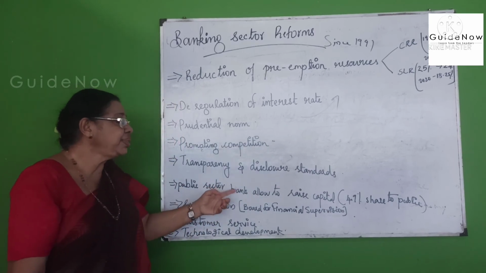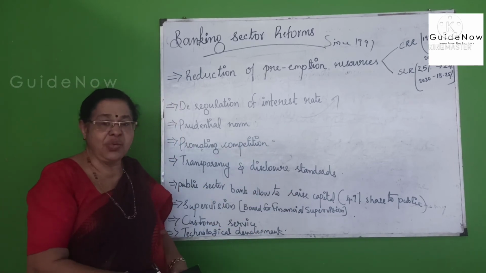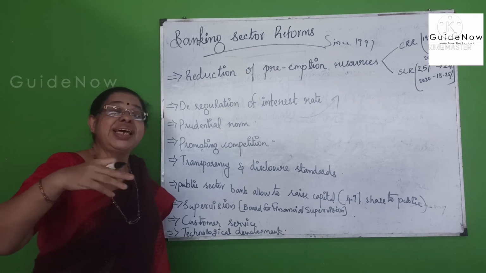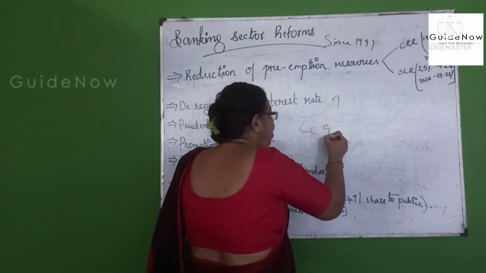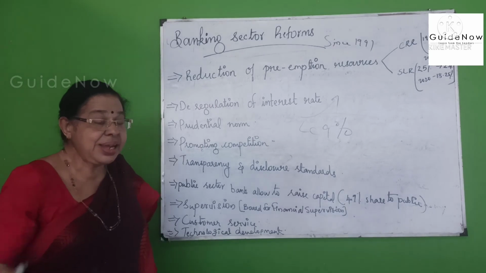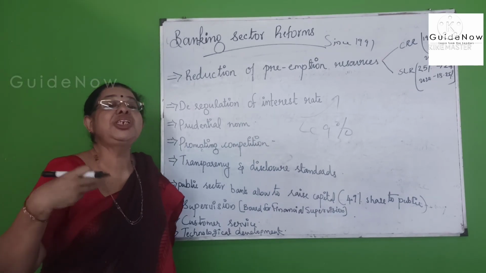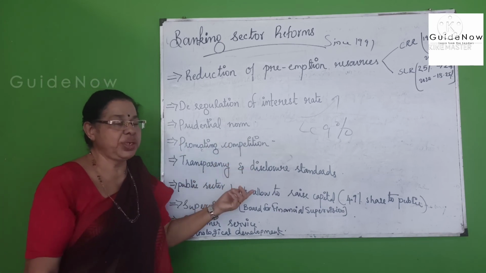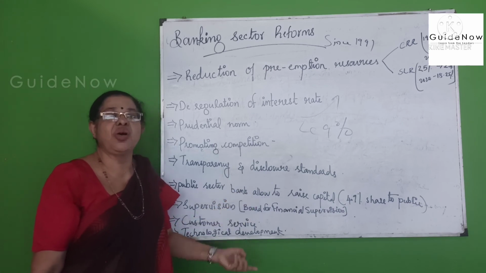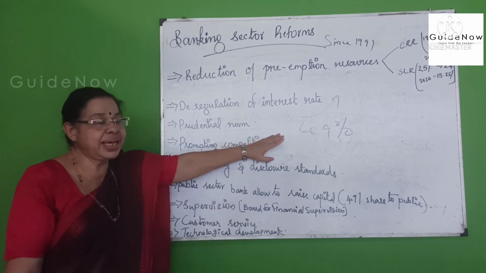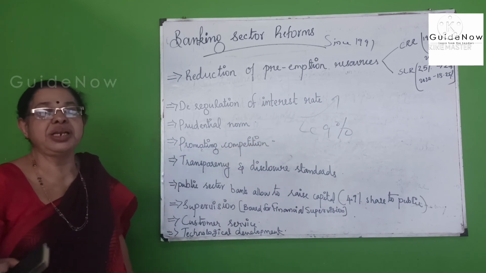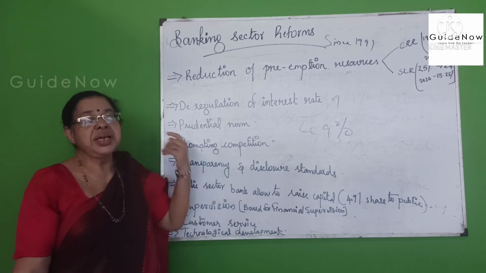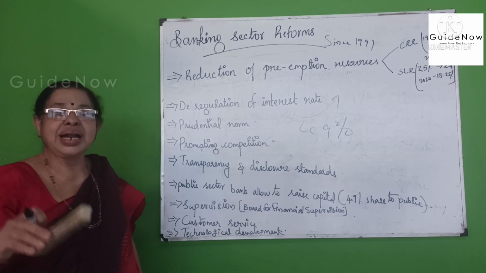And next is that public sector banks are allowed to raise capital. Now the public sector banks may raise capital. They may sell their shares. 49% of share capital is allowed to be sold to the public. This is an important role taken by the banking system in order to improve banking capability or banking business. Now they sell 49% of share capital to the public, thus increasing their business. That is another important reform since 1991 under the banking sector.